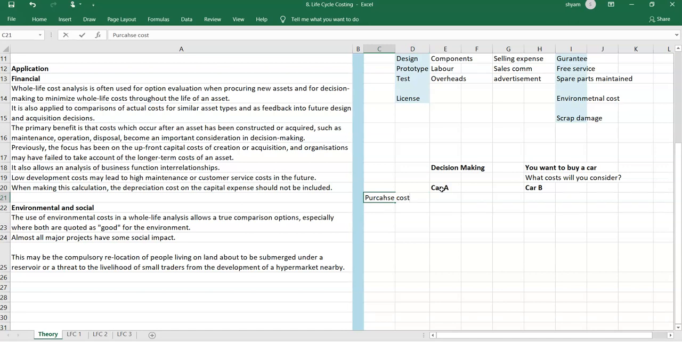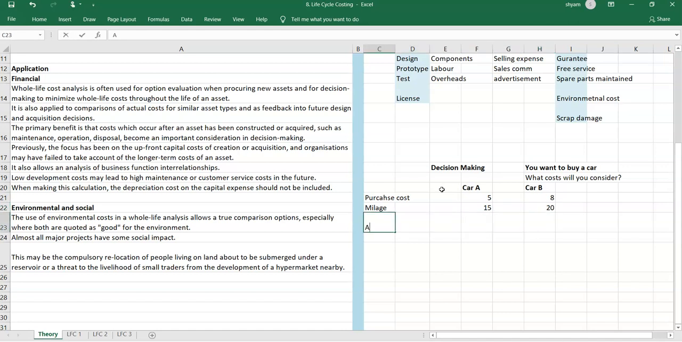What's the purchase cost? So they will simply say that this car is going to be 5 lakhs. Okay, and this car is going to be 8 lakhs. But what about the mileage? The mileage would be, this car would give you something like 15 mileage. Okay, and this car could give you 20 mileage. So that would be a difference.